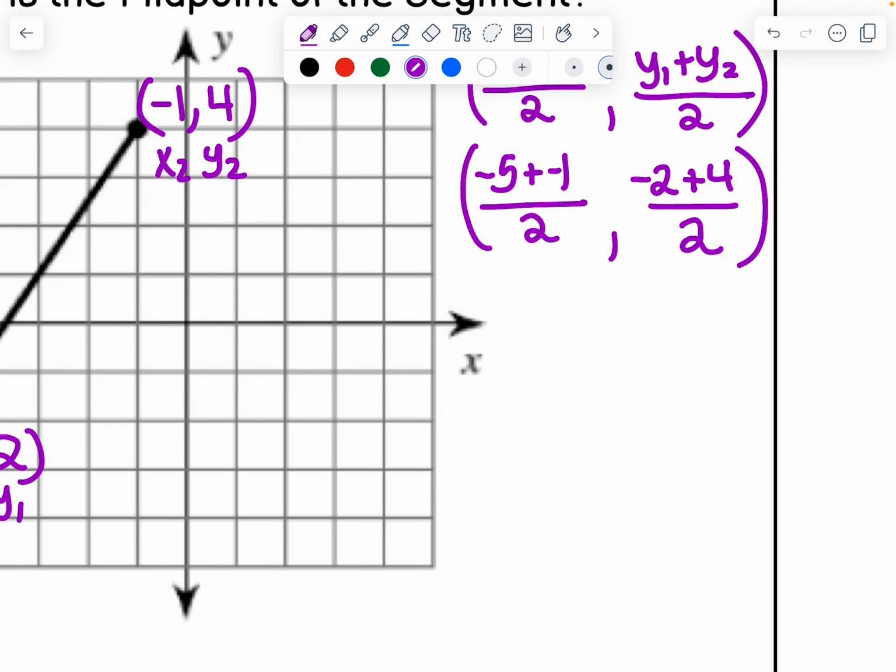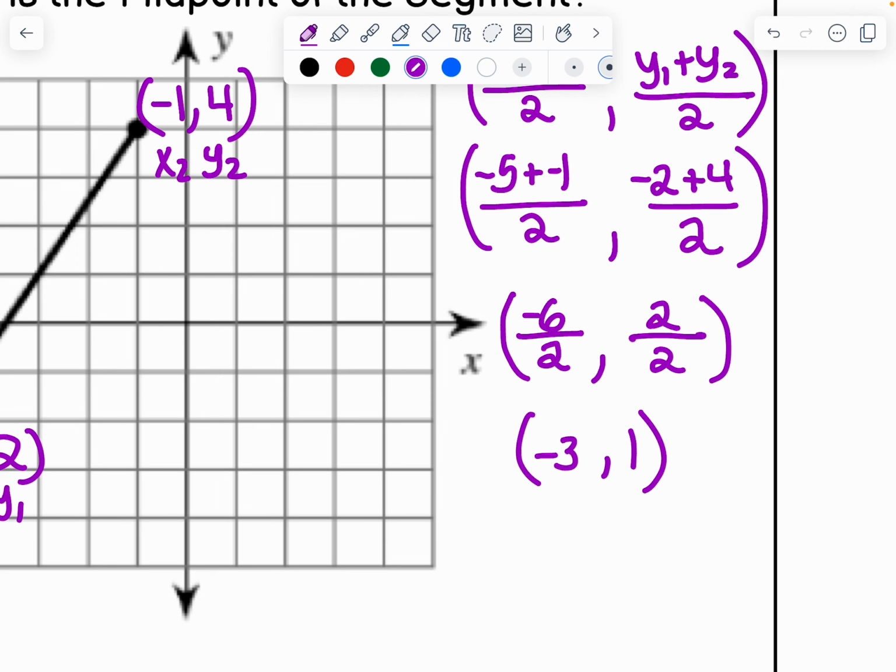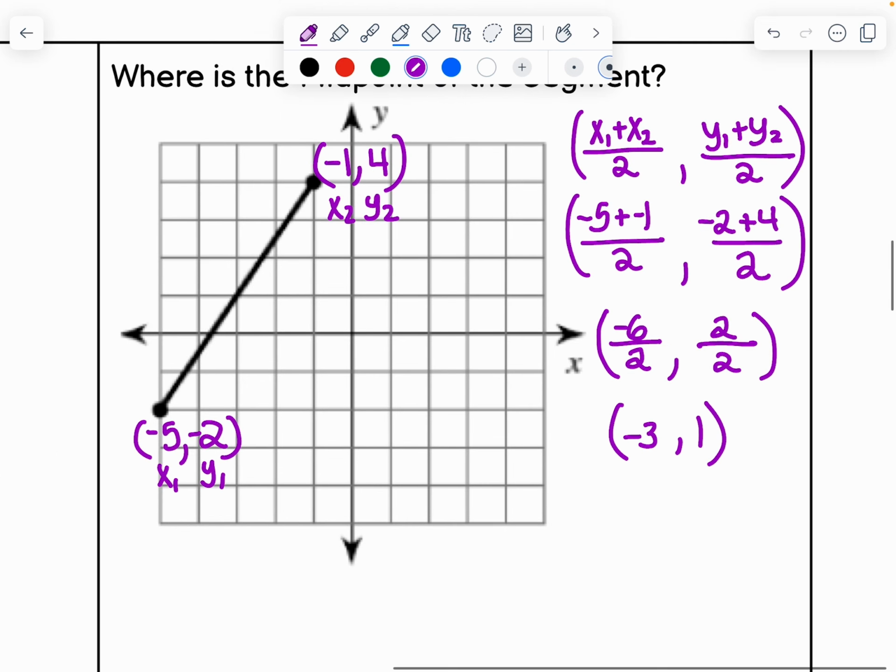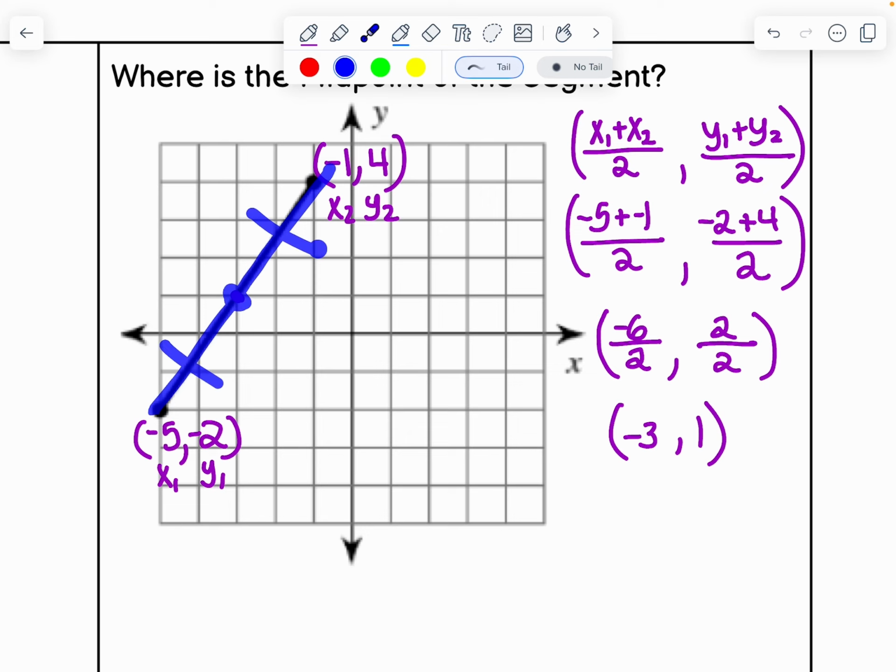Let's calculate our numbers. -5 plus -1 is -6. And -2 plus 4 is 2. And we end up with -3, 1. Let's graph our point and see if it looks like it's in the middle. -3, 1. And here on this segment, -3, 1 is precisely in the middle.